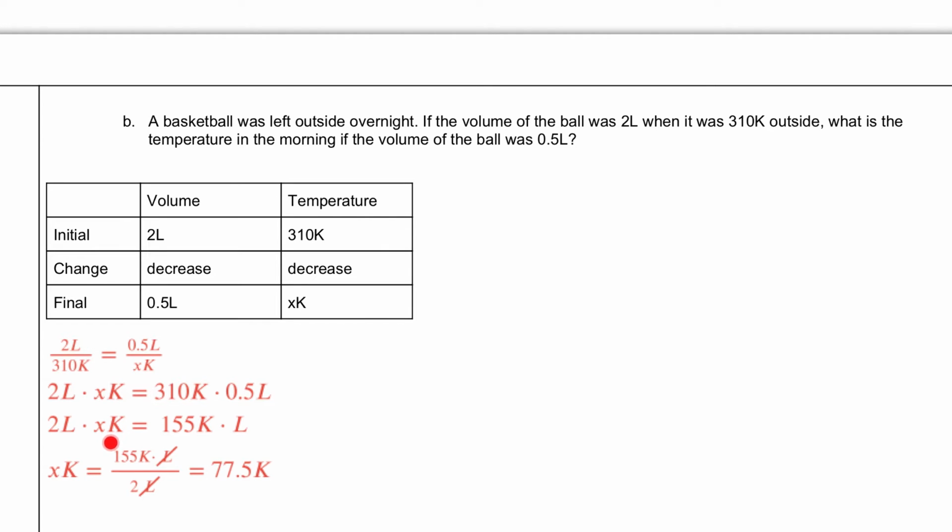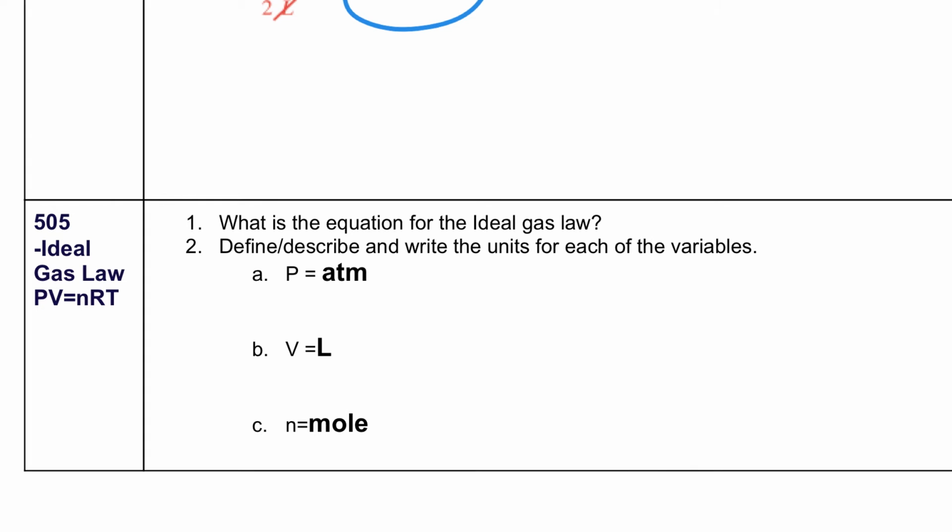2 times some unknown equals 155. And then solving for that unknown, I get 155 over 2. My liters cancel, and my answer is 77.5 K. This next section talks about the ideal gas law.